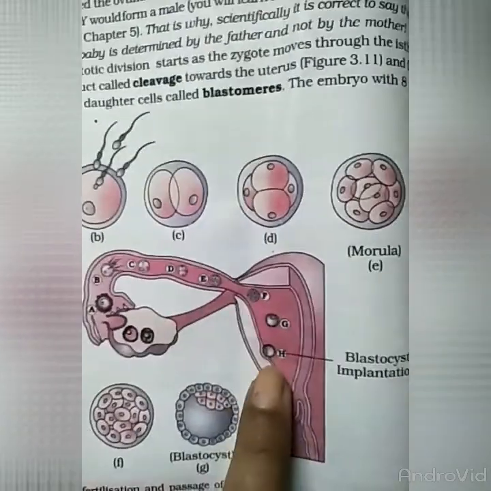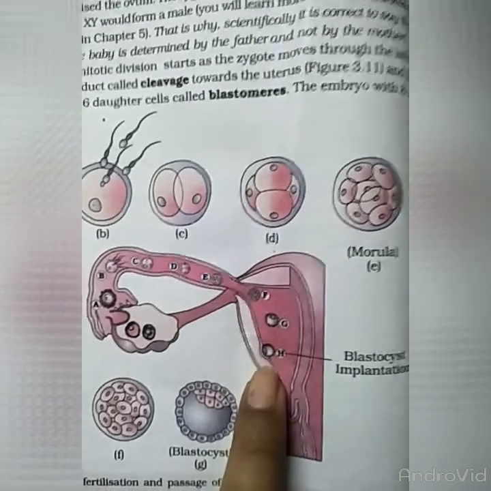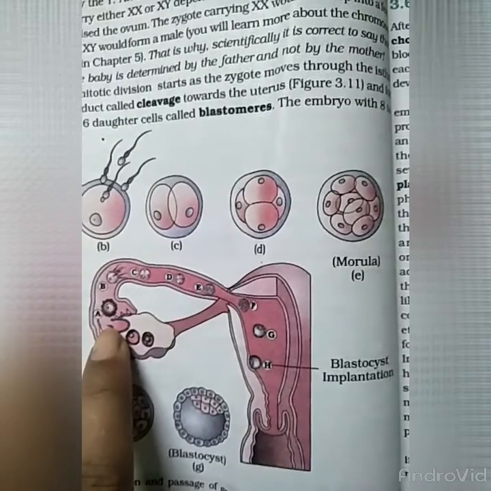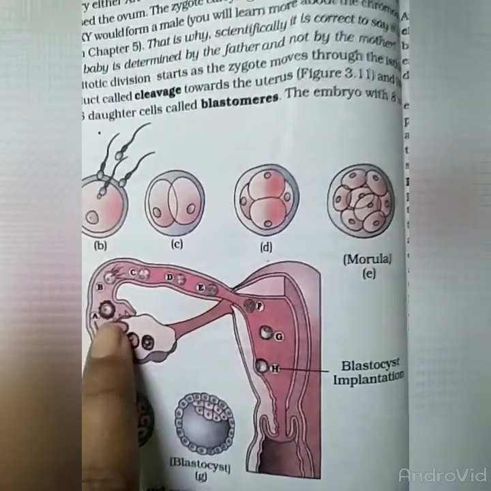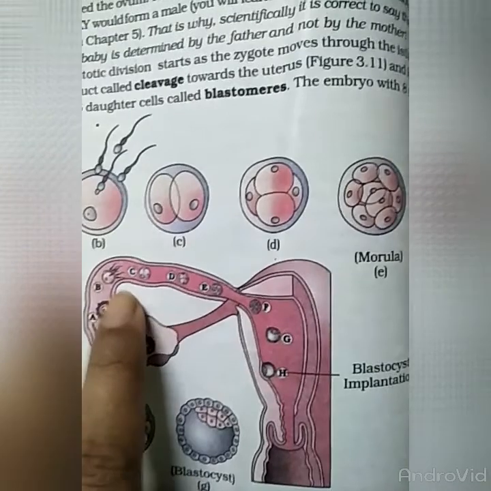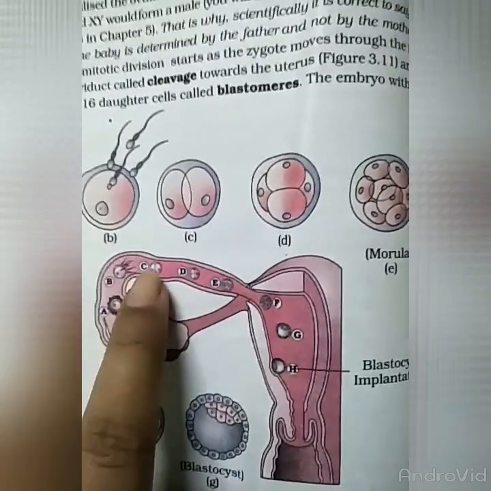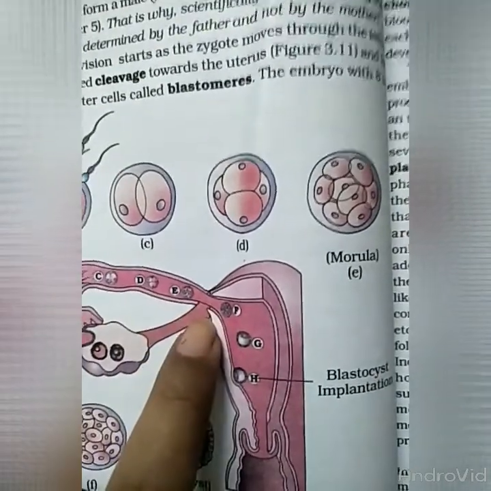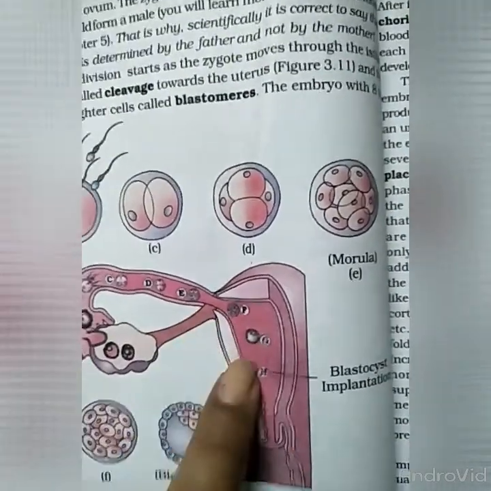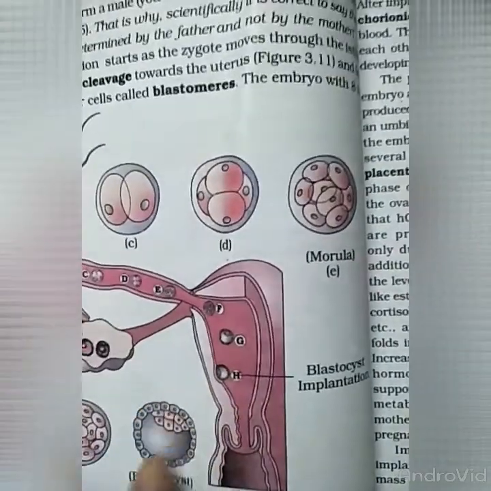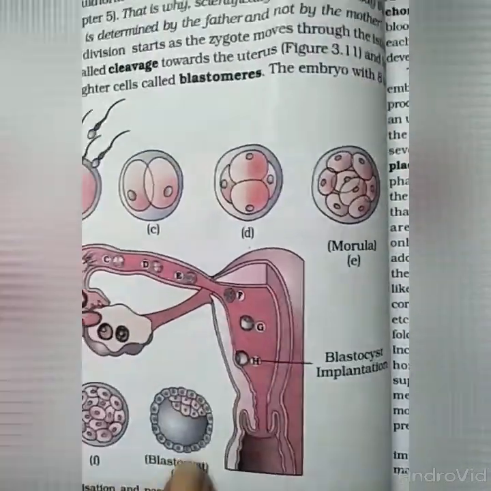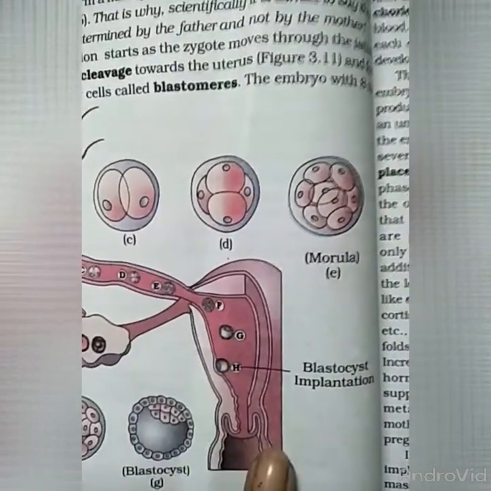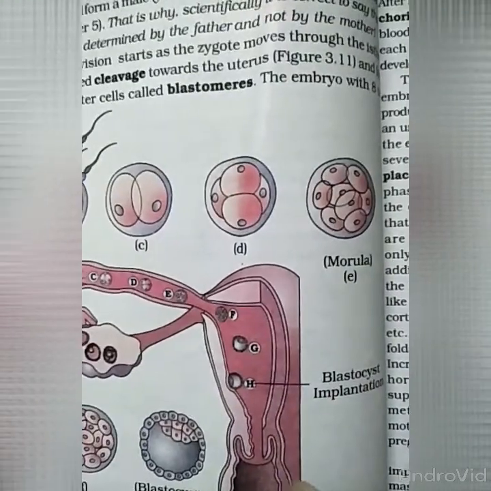Further development takes place inside the uterus. First, this is the ovary. The egg is released from the ovary, the sperm come and fertilize it. After fertilization, a one-cell zygote forms. After zygote formation comes the 2-cell stage, then 4-cell, then 8-cell, then the morula, then the blastula. When the blastula cells arrange in the periphery, this is the blastocyst condition. The blastocyst implants in the uterine wall, meaning it attaches. So this is about fertilization.